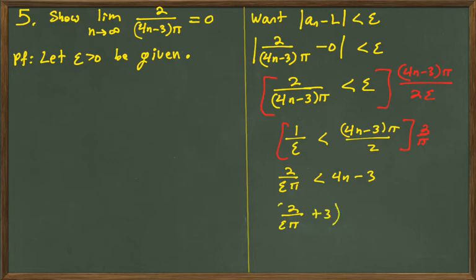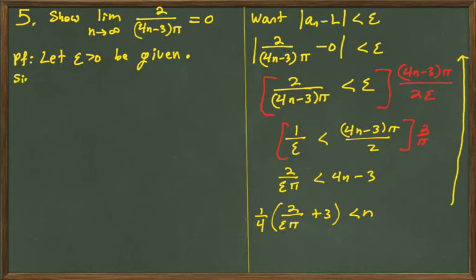So what we'll do is we'll add 3 and then divide by 4, which is the same thing as multiplying by a quarter. So you have 1 over 4 times the quantity 2 over epsilon times pi plus 3 is less than n. And that's what we want because the natural numbers are unbounded. We can find an n that's larger than this, and then we can reverse our argument and we have what we want.